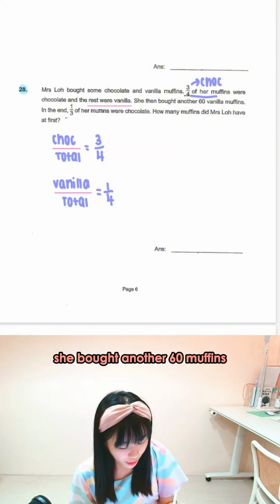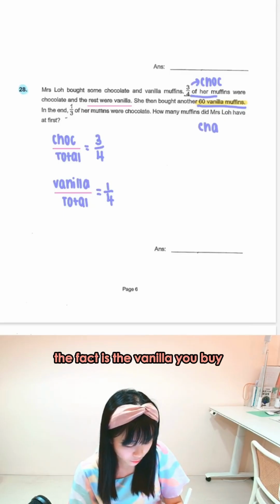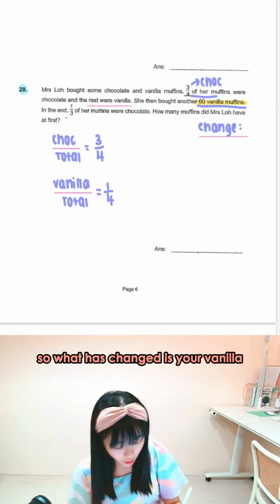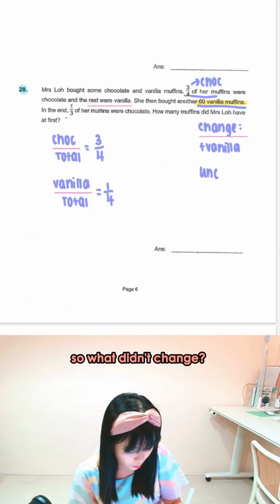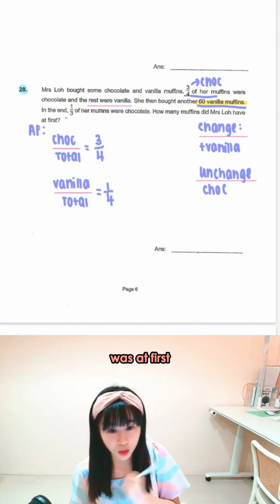Okay. She bought another 60 muffins, but they're vanilla. The fact is, it's the vanilla you buy, right? So what has changed is your vanilla. Alright, so what didn't change? It must be your chocolate. Chocolate never changes, right? Yes. Whatever fraction I had just now was at first.